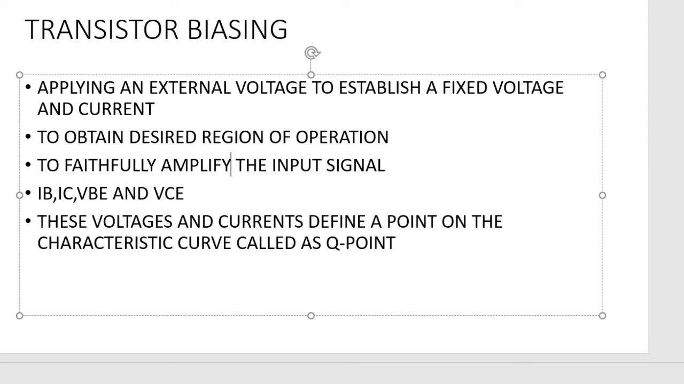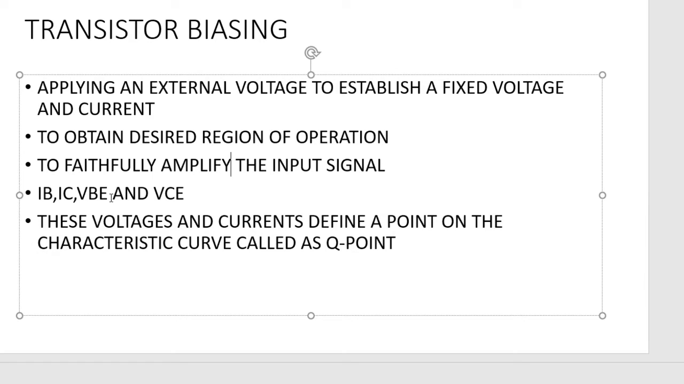By applying an external bias, the circuit establishes some fixed values of current like IB, the base current, IC, the collector current, then base emitter voltage VBE, and the collector emitter voltage VCE. These are the values of voltages and currents which are very important. The fixed values of these voltages and currents are called the operating point of the transistor.